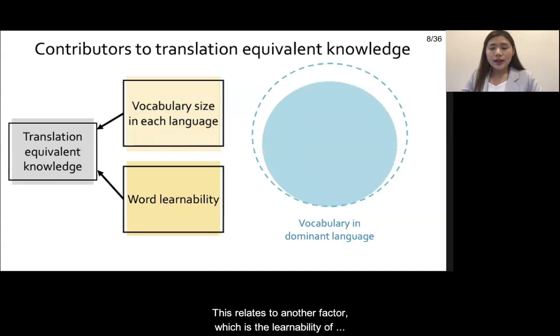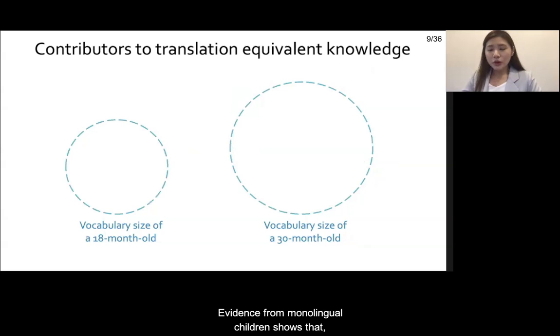This relates to another factor, which is the learnability of words over time based on a child's developmental level. Evidence from monolingual children shows that due to cognitive and linguistic biases, some types of words are characteristically learned before others. For example, across many languages, including English, children show a noun bias in their early lexicons, while other classes of words, like prepositions, are rarely known at the onset of lexical development.